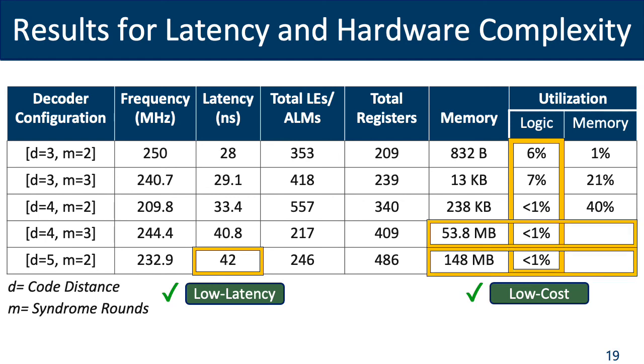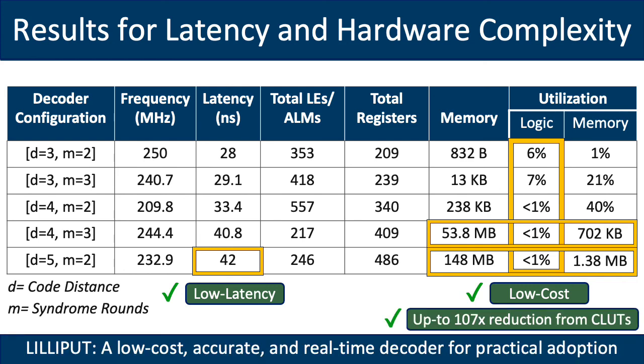In the baseline, the memory required for these decoder configurations exceeds the on-chip memory capacity of the FPGAs, whereas with compressed lookup tables, they can now fit on-chip as the memory requirement can be reduced by up to 107x. These factors make LILLIPUT a lightweight and low-cost decoding solution for practical adoption in the near term.